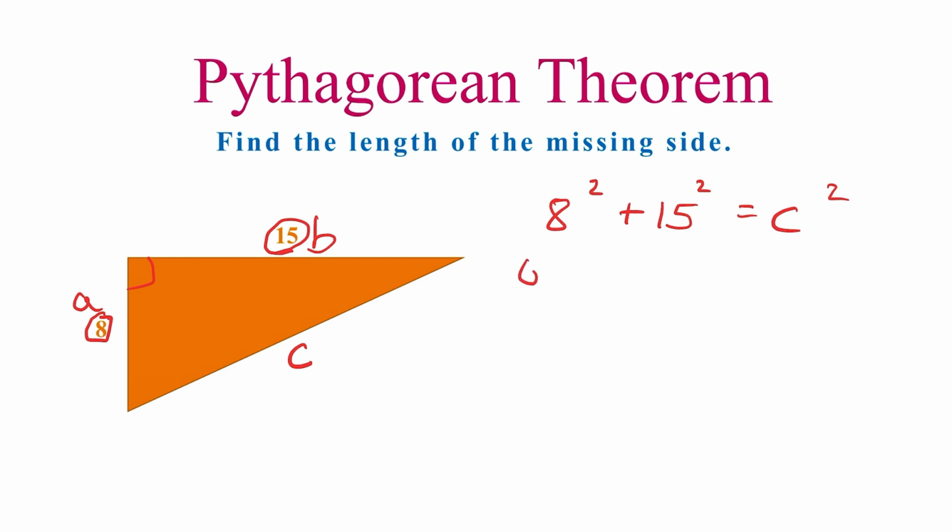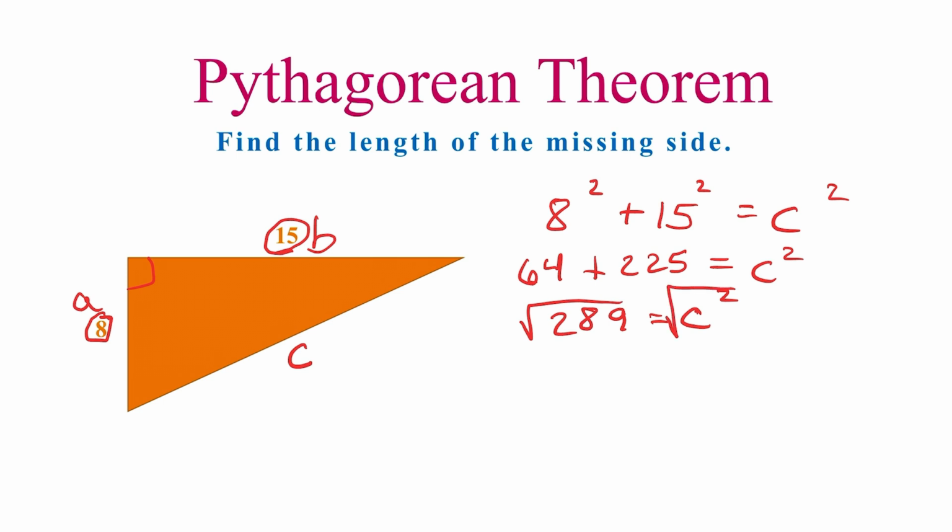8 times 8, 64, plus 15 times 15 is 225, equals c squared. 64 plus 225 is 289. Sorry, this should be an equal sign. Equals c squared. That's the area of the square along C. We need one side of it, so we take the square root of both of these. So C equals the square root of 289, which is 17. That's also a perfect square. It's a good idea to memorize those, up to 12 at least, probably all the way to 20.